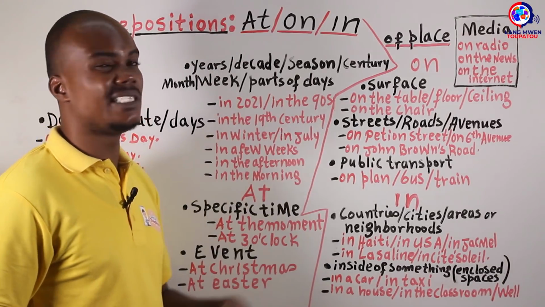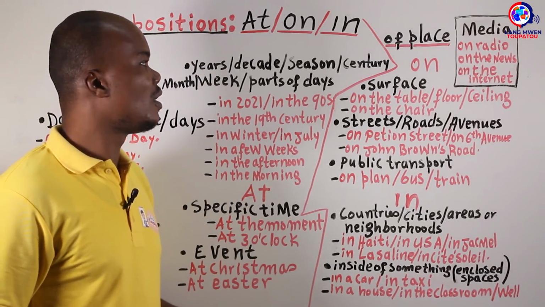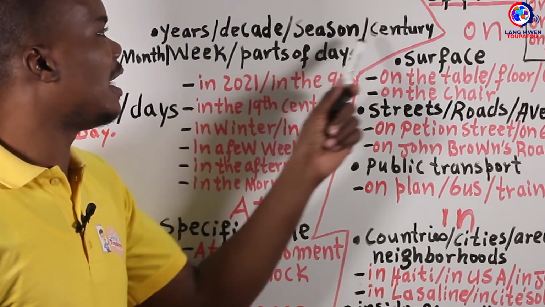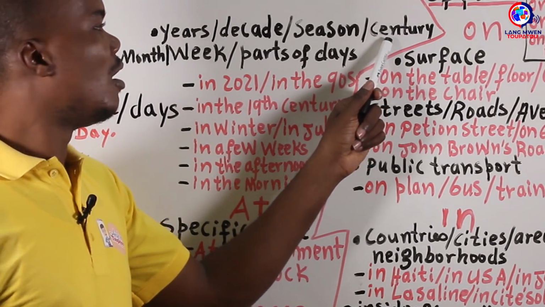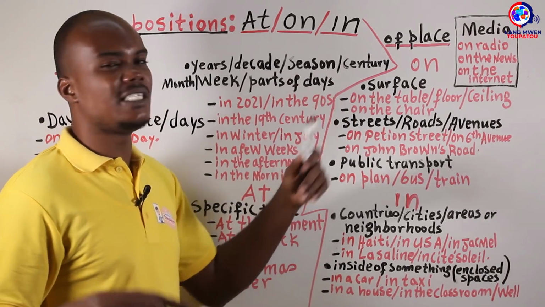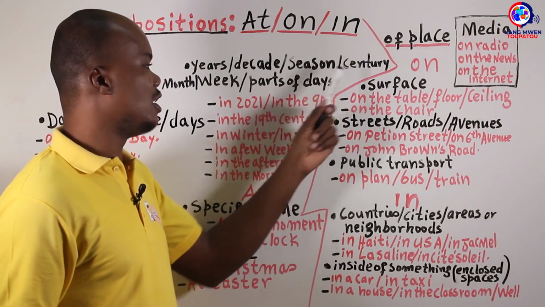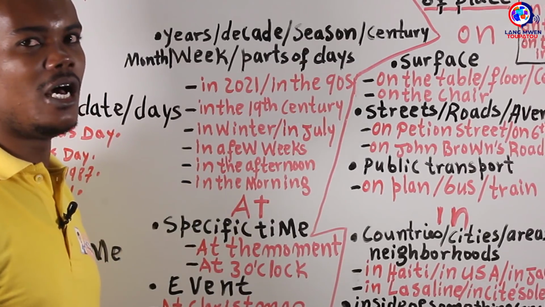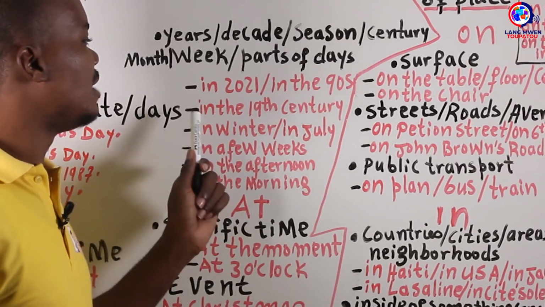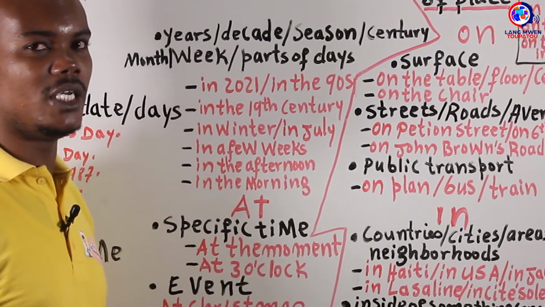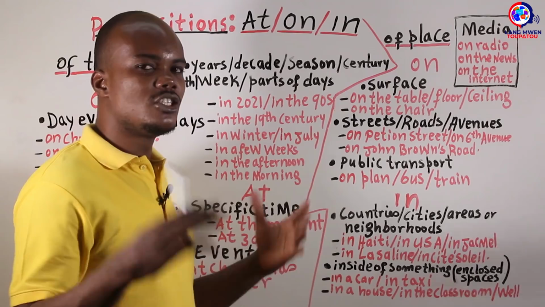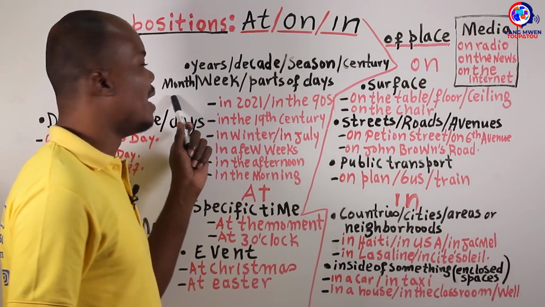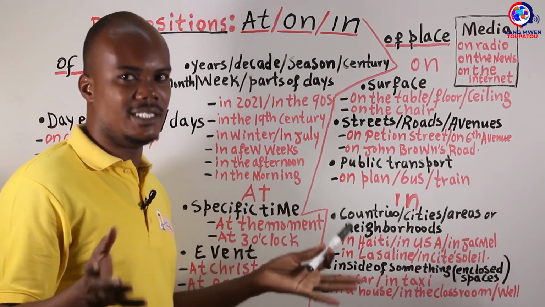You pronounce it like season, which means saison. And you use preposition in before century. Let me talk about siècle, century. For example, you can say in the 19th century, 19e siècle. You say in the 19th century.